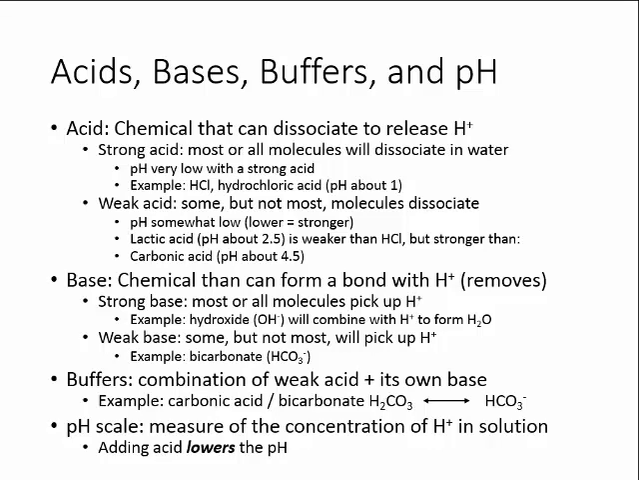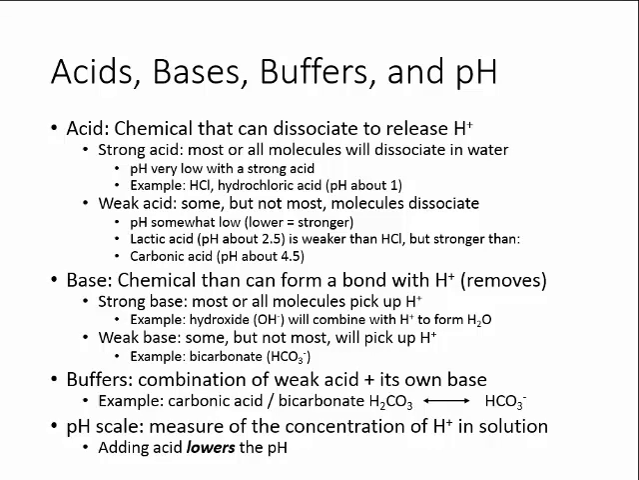A base is a chemical that can form a bond with hydrogen ion. In this way, it removes free hydrogen ion from solution. A strong base is one in which most or all of the molecules will pick up hydrogen ion. A good example of this is hydroxide, which will combine with hydrogen ion to form water. A weak base is one in which some, but not most, of the molecules will pick up hydrogen ion. An example is bicarbonate ion.